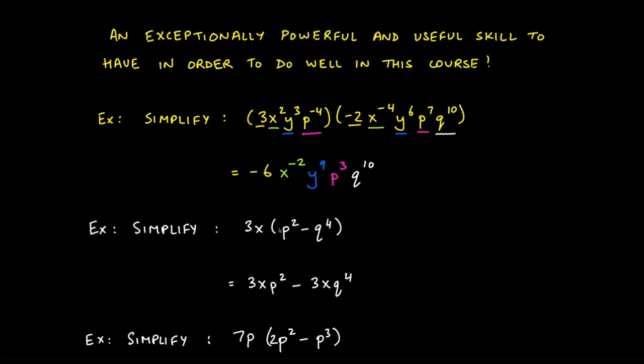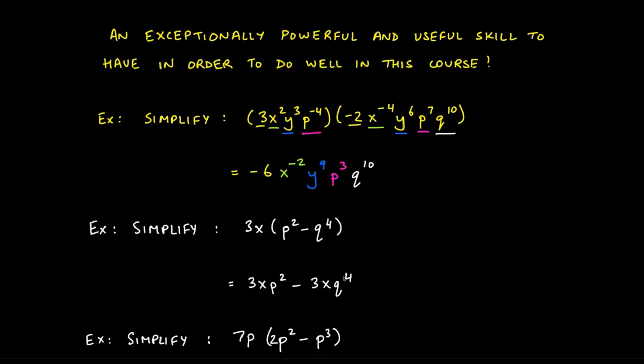If we have 3 times 1, 1 is the coefficient of p squared, so I just write the 3 here. x does not have a corresponding base here, so I just copy the x. And p squared, the p does not have a corresponding base here, so the p squared just comes down. Then I have 3x times q to the 4th, and by the same reasoning that I used for p squared, I just simply write down minus 3xq to the 4th.